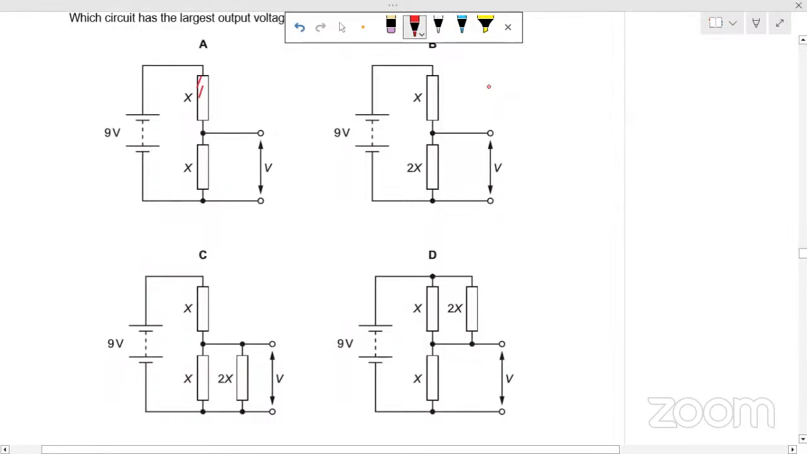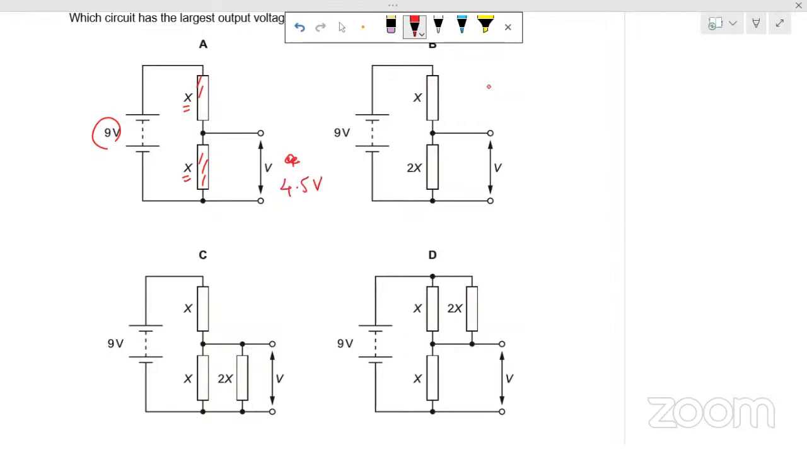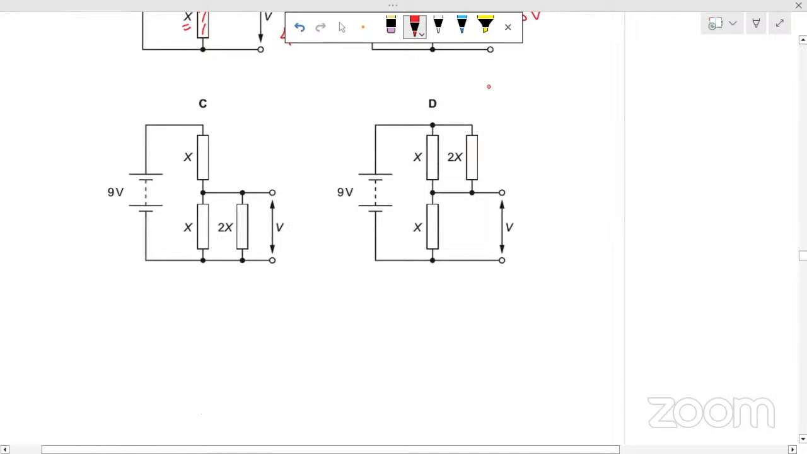These two resistors are in series, so they have equal value. What is the voltage across this resistor? That will be 4.5 volt, that is half of this voltage. This resistor has resistance 2x divided by total resistance, which is 3x, multiplied by 9 will give you V. So 6 volt. What is the voltage across C?